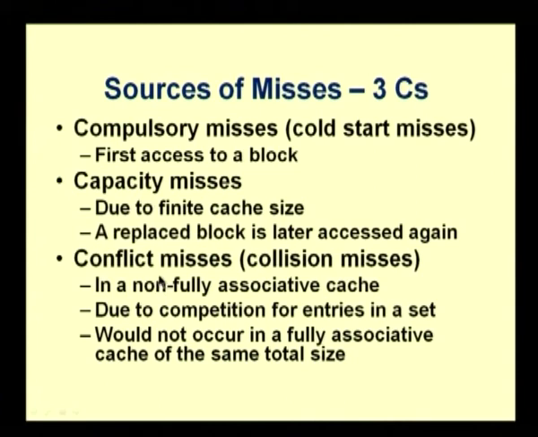So, you can see that conflict misses will not occur in a fully associative cache of the same total size, but in a set associative cache, due to competition for entries in a set, they will occur, and in a direct mapped cache, because a block has to come only into a particular position, definitely they will occur.